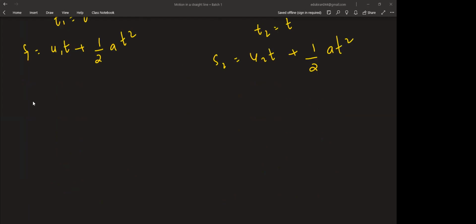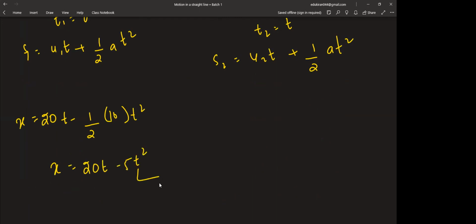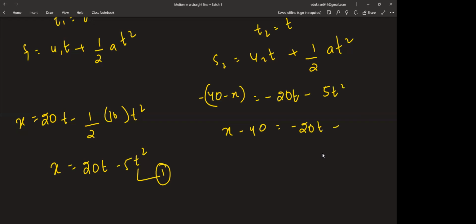So two equations we have framed. Now x is equal to 20t minus half g t square, so this becomes 20t minus 5t square. So this is the first equation. And from here, minus (40 minus x) is equal to minus 20t minus 5t square, so x minus 40 is equal to minus 20t minus 5t square. This is the second equation.